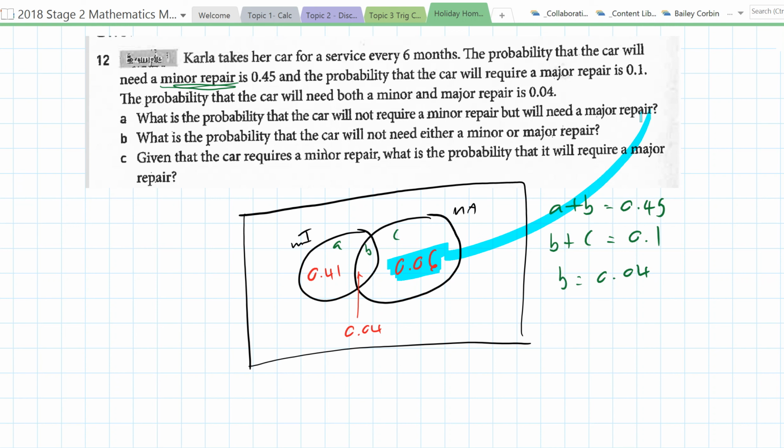What is the probability the car will not need either a major or minor? If it won't need either a major or minor, we add these three together and subtract from 1. I'll leave that for you.